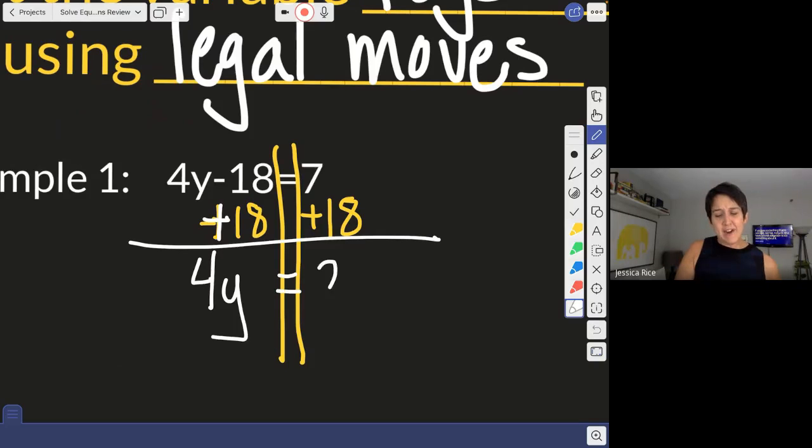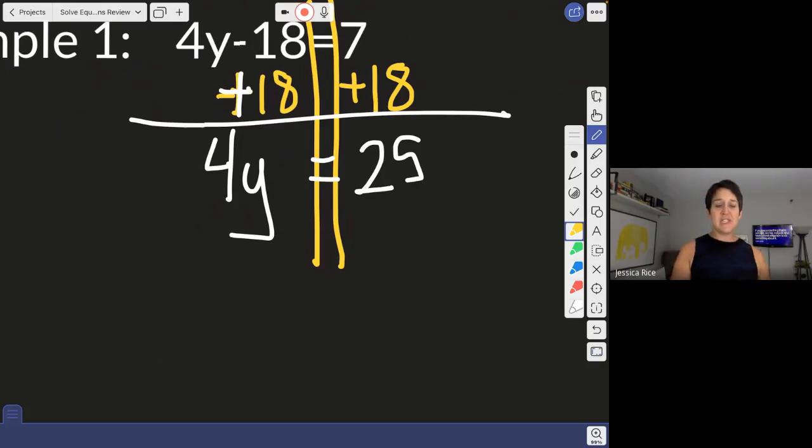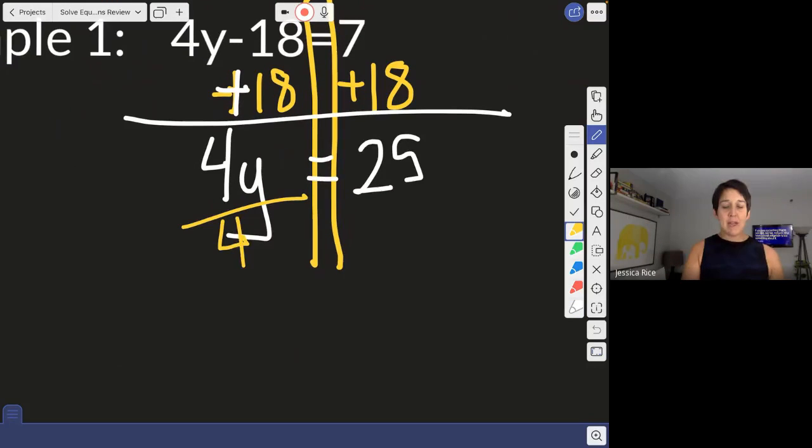But it's not entirely alone. So on the right, I added 7 plus 18, got 25. But the y is not entirely alone. There's still that 4. Remember, that means there are 4 y's over there. But I just want a single y. I want to know what one y is equal to. And so we do another undoing process, which is divide. And we divide because this 4y means 4 times y. And we're undoing the multiplication by dividing. We also know that 4 divided by 4 is 1. And whatever we do to one side, we have to do to the other side. So we have to divide the other side by 4 as well.